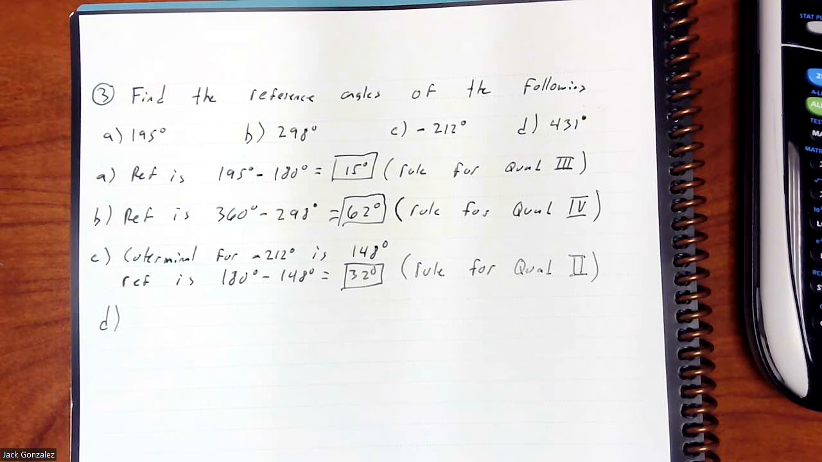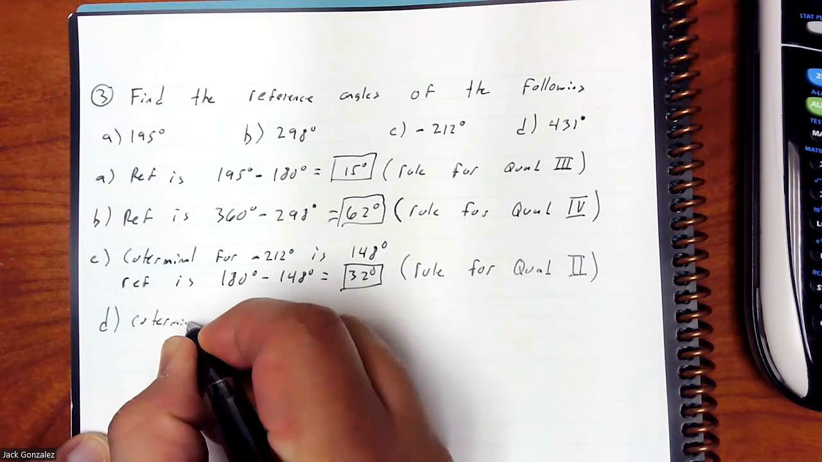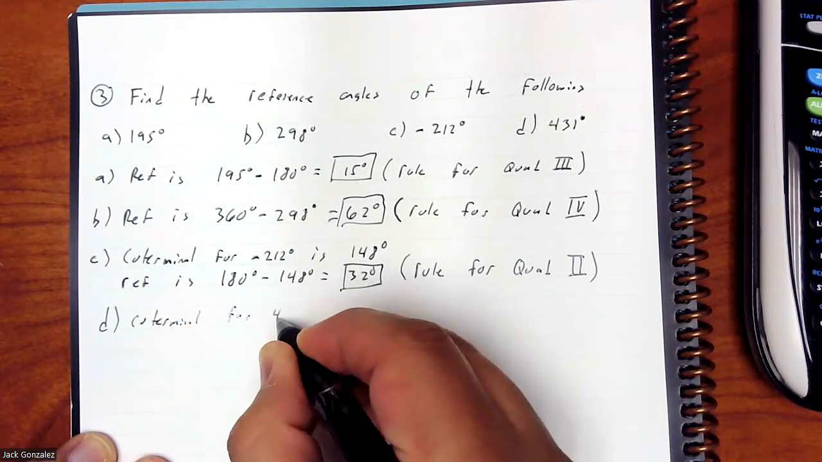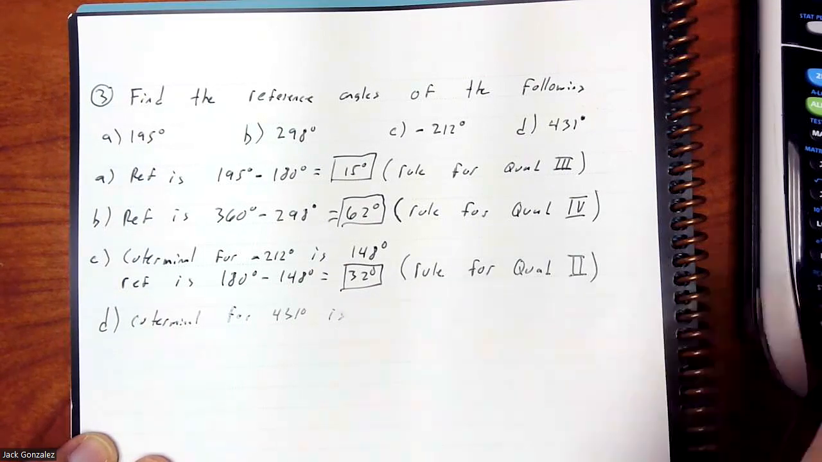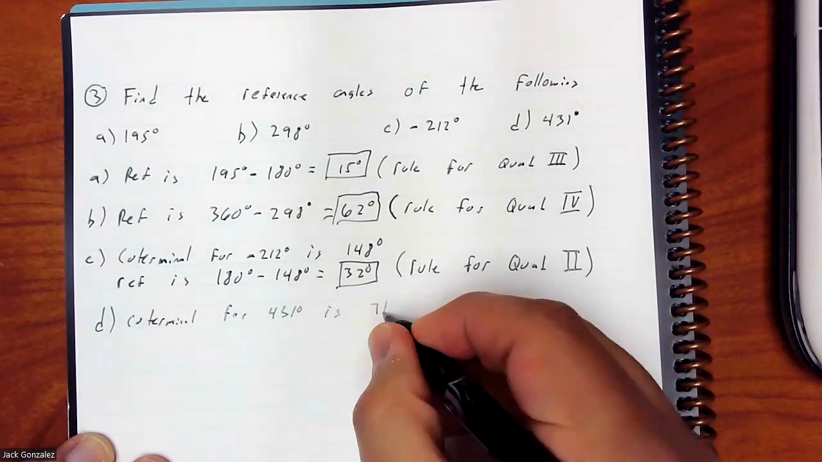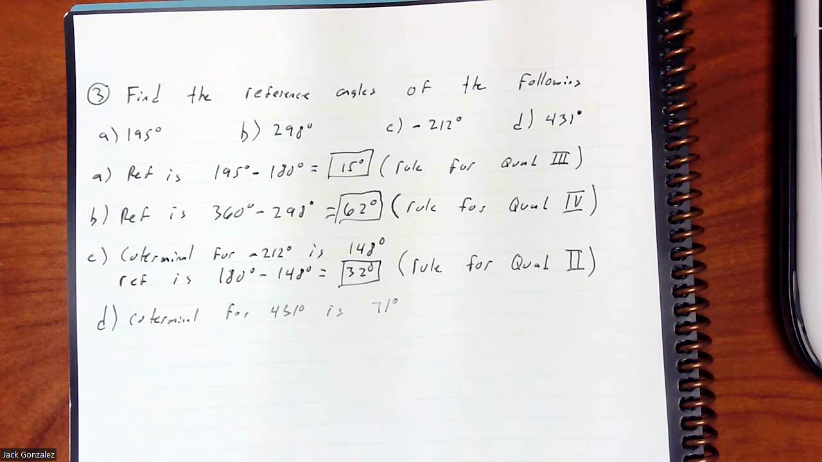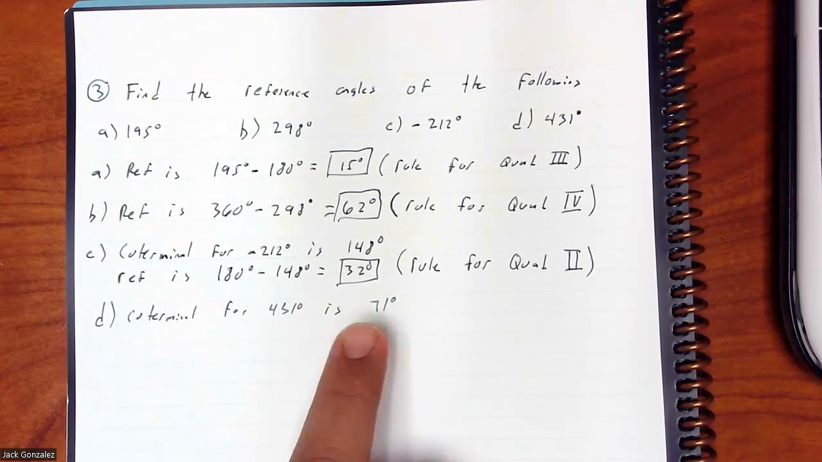431, you gotta do the same thing. Find coterminal and then decide where it's at. So coterminal for 431 is something. 71. Okay, thank you. So 71 is in which quadrant? Yeah, if it's on the first one, that's the best one, right? You just write the same thing. So reference angle would be equal to 71. Nothing to do.